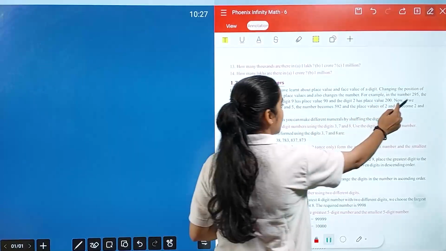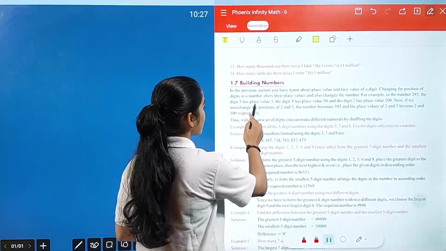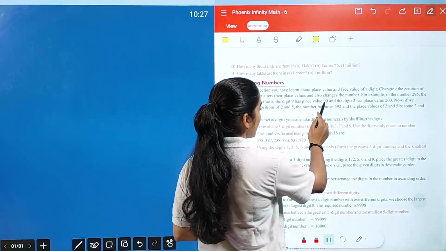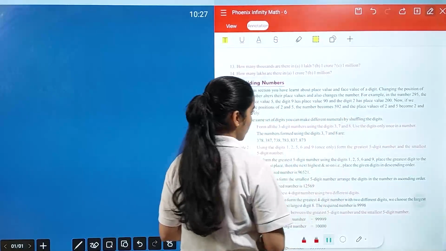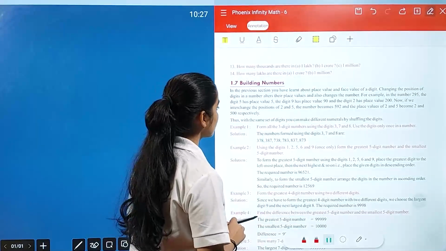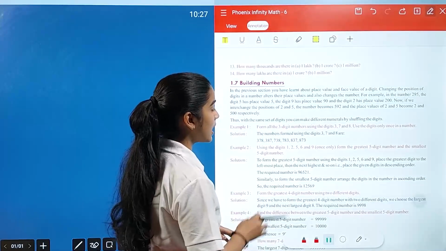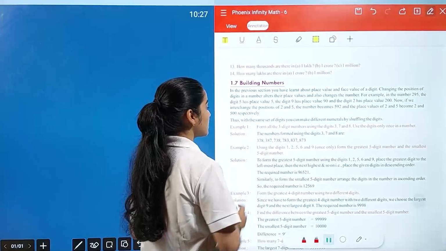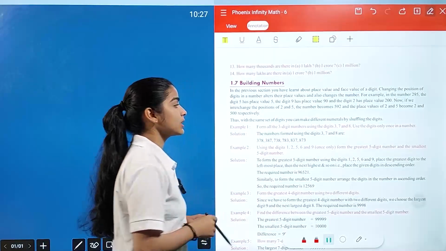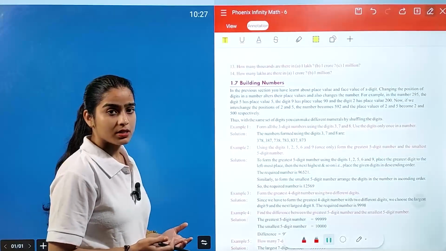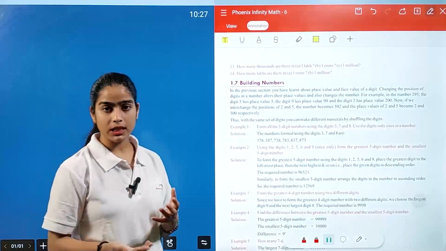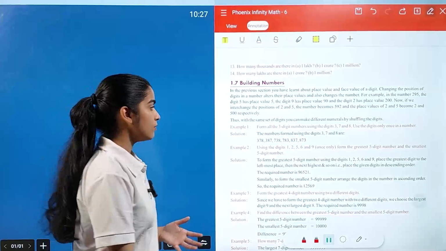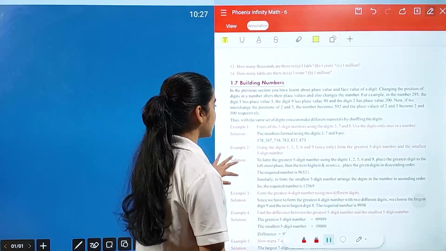For example, in the number 295, the digit 5 has place value of 5, the digit 9 has a place value of 90, and the digit 2 has place value of 200. Now, if we interchange the position of 2 and 5, the number becomes 592, and the place value of 2 and 5 becomes 2 and 500 respectively. Thus, with the same set of digits, you can make different numerals by shifting the digits, as we already discussed in our earlier section, that we have only 10 symbols in our Hindu-Arabic system, and by interchanging them, we can make a lot of different numerals.